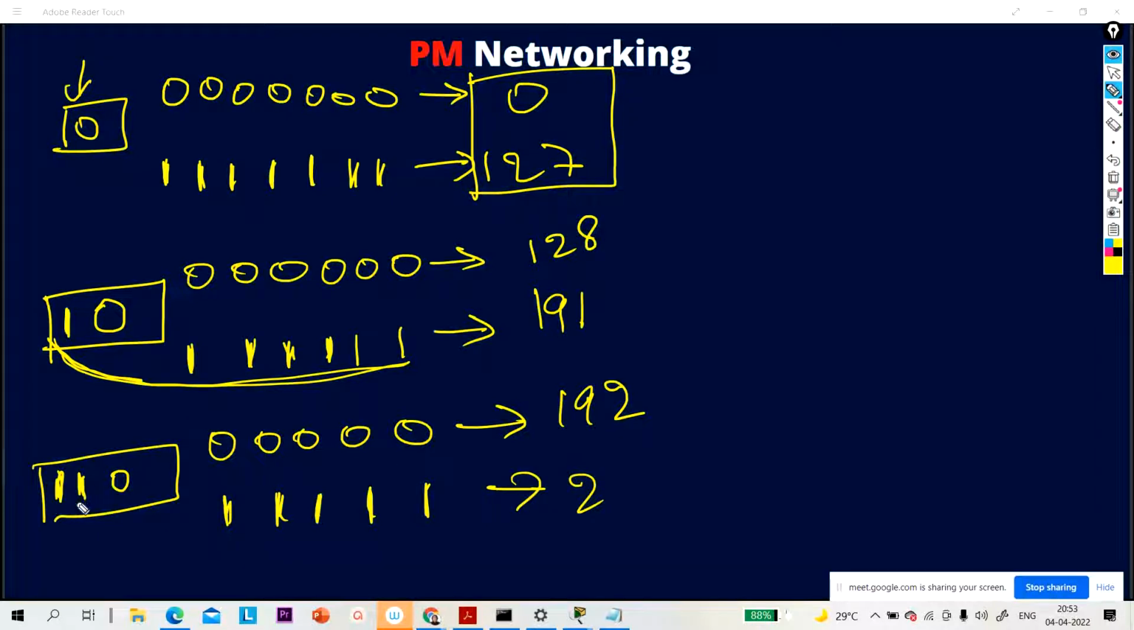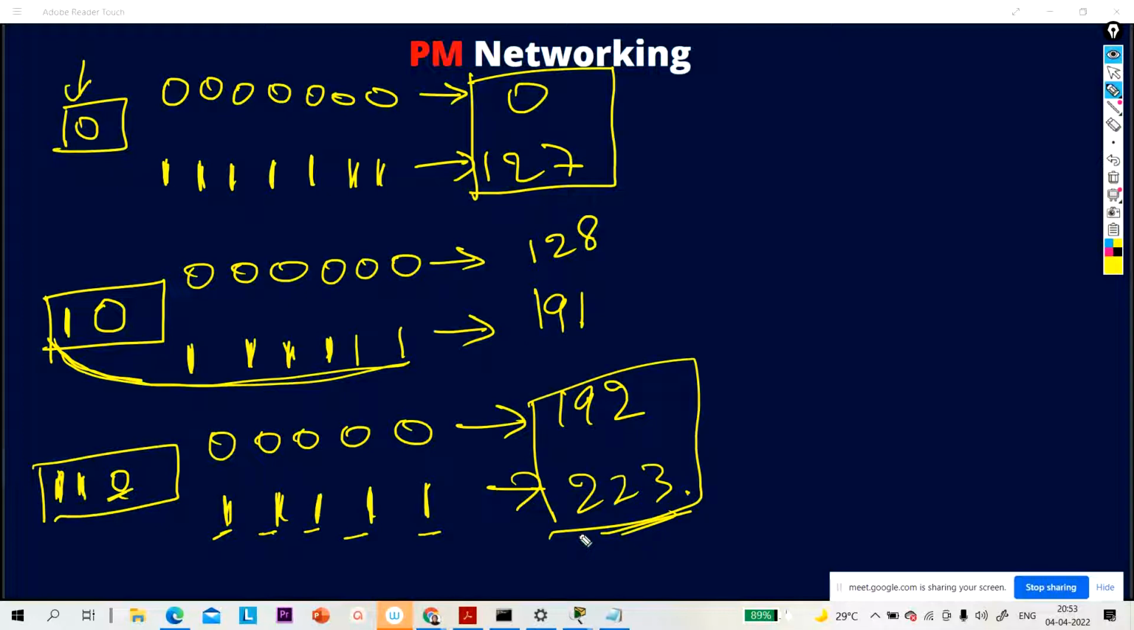128 plus 64 plus 32, 16 plus 8 plus 4 plus 2 plus 1. What value will you get? 223. This is the range of class C.